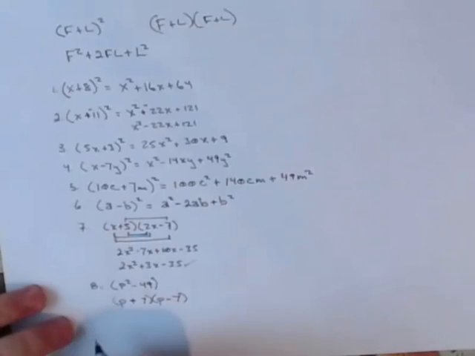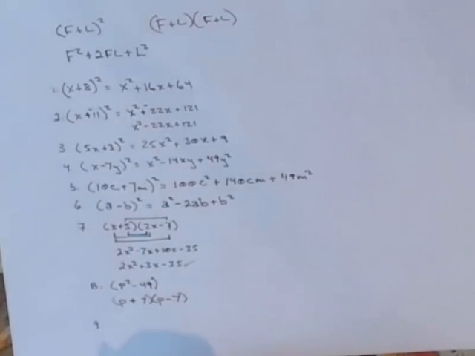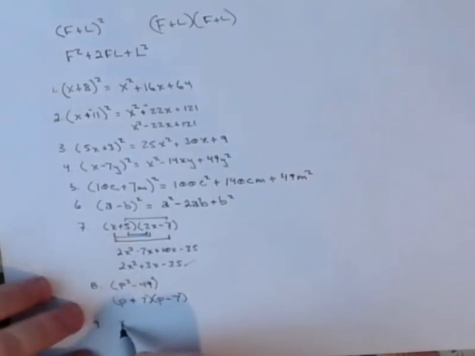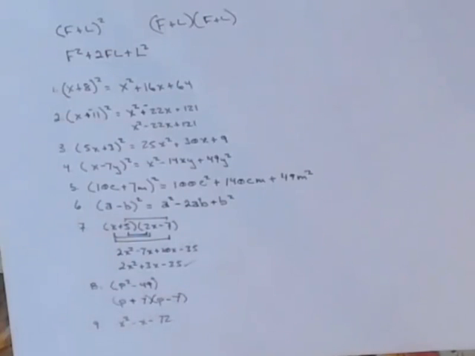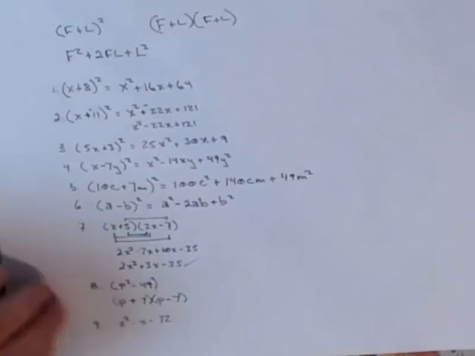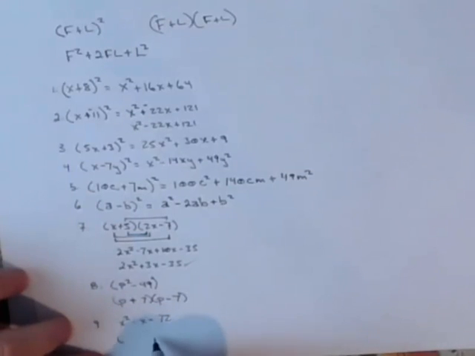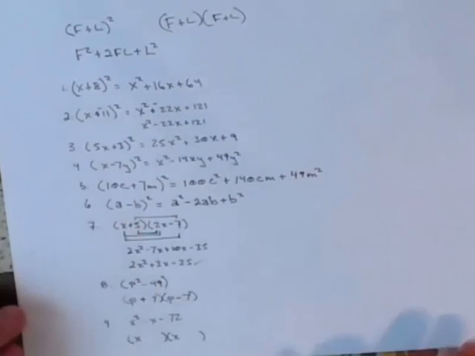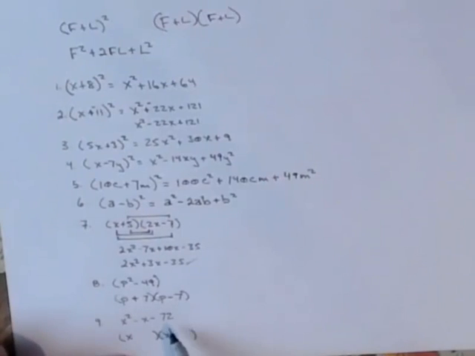Now, let's go ahead with number 9. Number 9 asks us to factor x squared minus x minus 72. I'm going to go ahead and set up my two binomials. I'm giving them each an x because I know that first times first is going to be x squared. Now I'm looking for factors of 72.